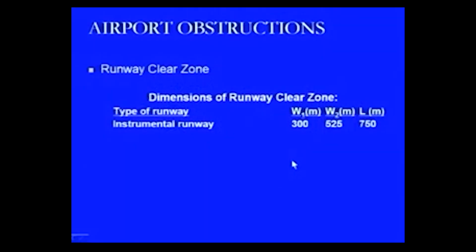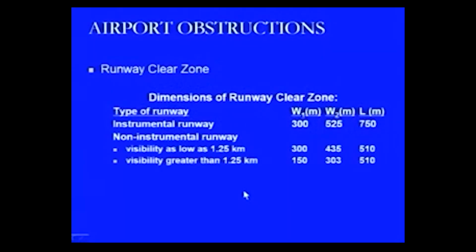We look at some of the dimensions of the runway clear zone, which depend on the type of the runway, the instrument runway or the non-instrument runway, where W1, W2 and L mean: W1 is the width of that trapezoidal area provided at the end of the runway strip after 60 meters, and W2 is the width of the clear zone after it has moved a distance of L, that is 750 meters in the case of an instrument runway strip. So, this is for instrument runways, whereas for the non-instrument runways it is dependent on visibility.